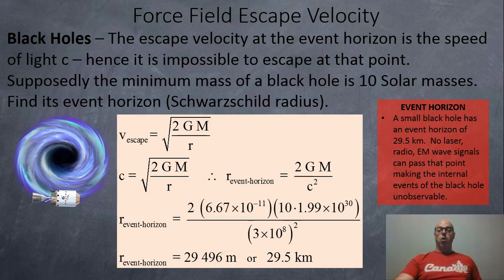This is just the point of no return, where no radio signals, lasers, nothing can get past the event horizon. And that's why we don't know what the events are inside a black hole, because you could never see them. If you send a probe in there, the probe's not coming back, and its messages could not come past the event horizon. So just 29.5 kilometers wide.